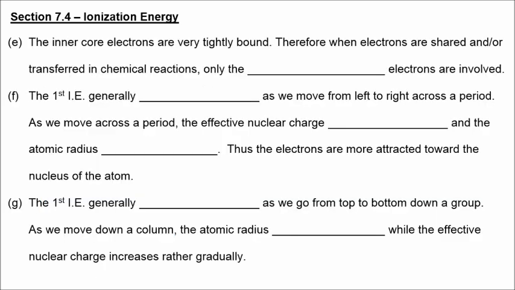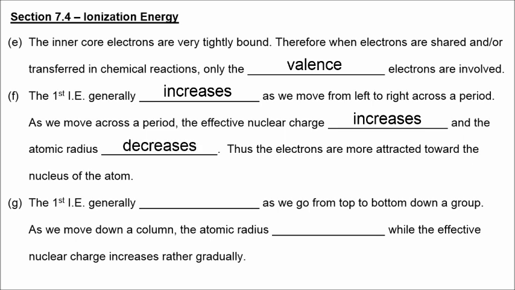The inner core electrons are very tightly bound. Therefore, when electrons are shared or transferred in chemical reactions, only the valence electrons are involved. The first ionization energy generally increases as we move from left to right across a period. And as we move across a period, the effective nuclear charge increases and the atomic radius decreases.